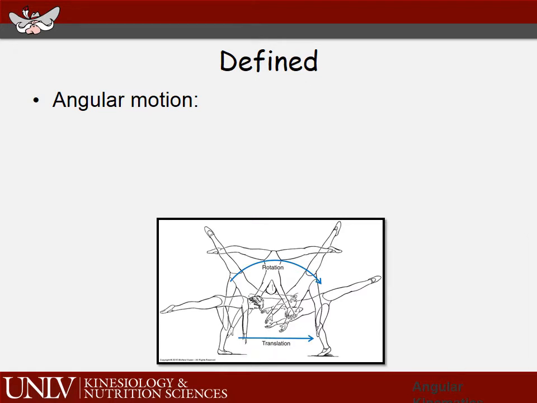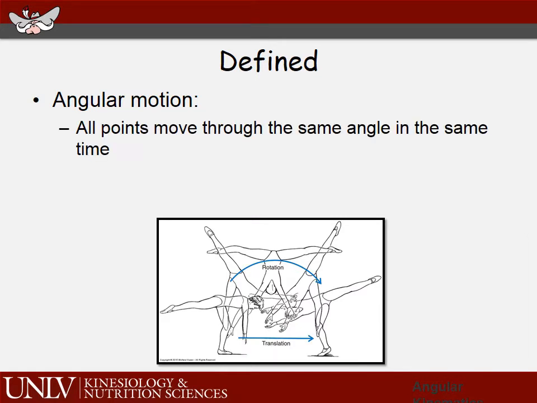So to define angular motion, we're going to do it in a couple of different ways. Firstly, angular motion in general is when all points move through the same angle in the same time, as opposed to what we talked about with linear, where they move through the same distance or same displacement in the same amount of time. Here, they go through the same angle. So you have an axis, and along the rod or along the segment or joint, every point along that goes through the same angle. Now, it doesn't mean they go through the same distance, but they go through the same angle of motion.